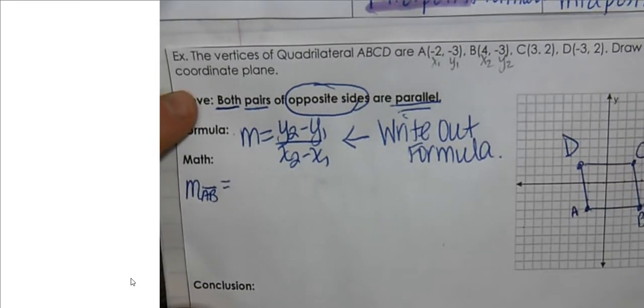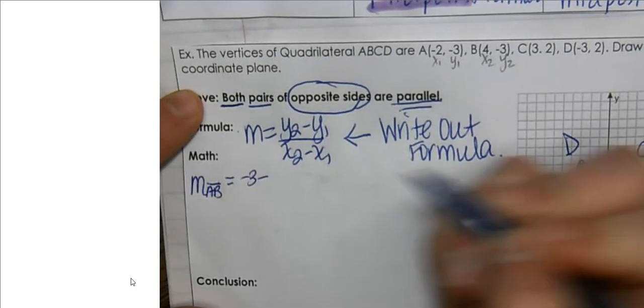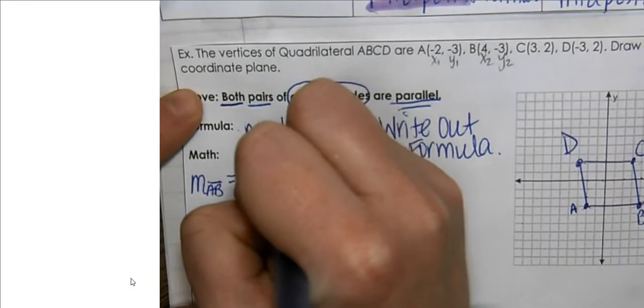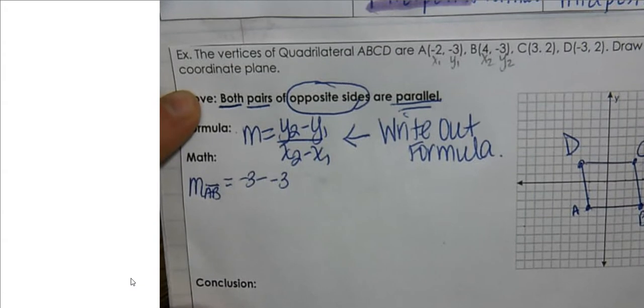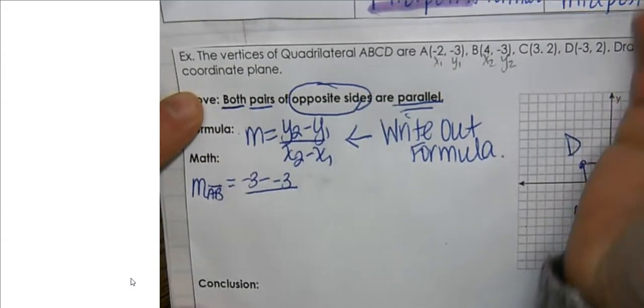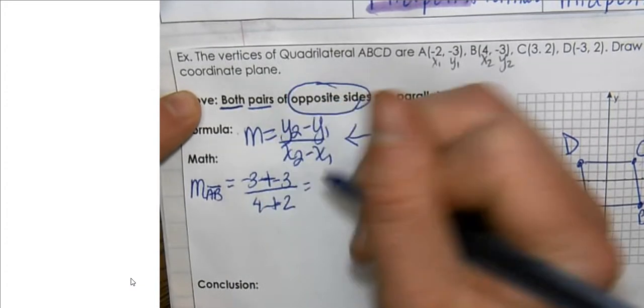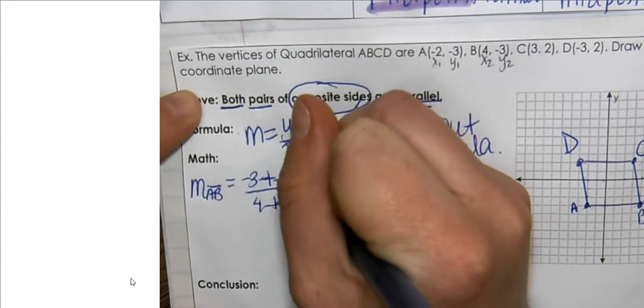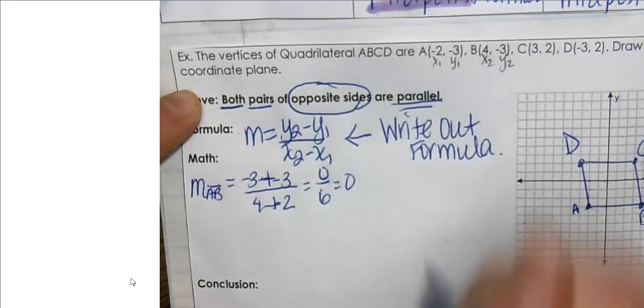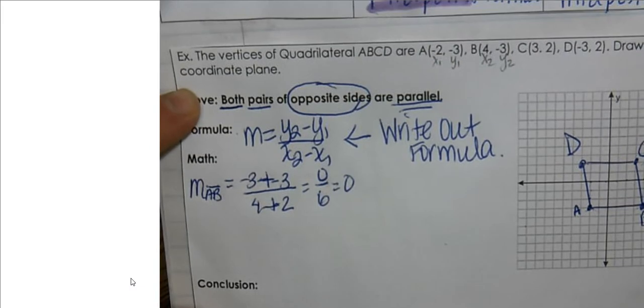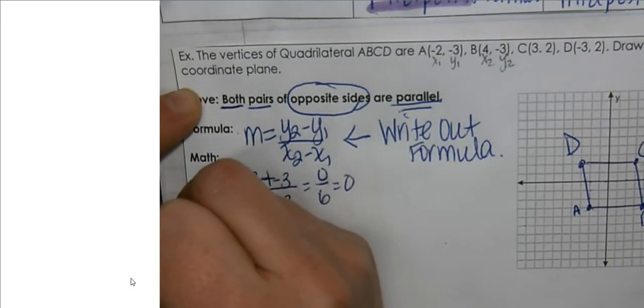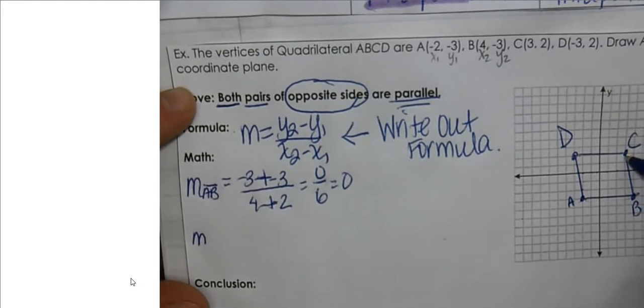I'm going to write out that we have y2, which is -3, minus y1, which is -3. So minus negative, you have to be really careful with your signs, all over x2, which is 4, minus x1, which is -2. Negative, negative makes a positive, and I am left with 0 over 6. 0 over 6 is 0.